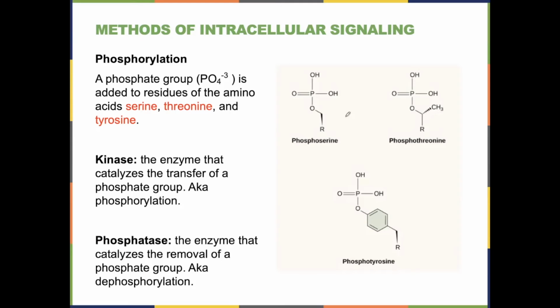OH groups on them. In a normal serine molecule, for example, you would have this oxygen attached to an H here that gets replaced in this phosphorylated version with the P. And the same is true for these other two. Now, the type of enzyme that transfers phosphate groups is called a kinase. There are also enzymes that remove the phosphate groups that are called phosphatases.